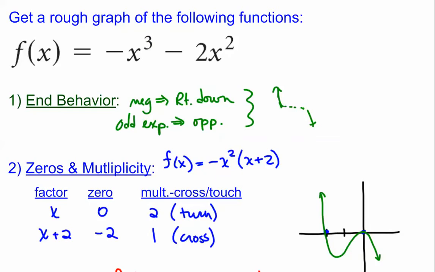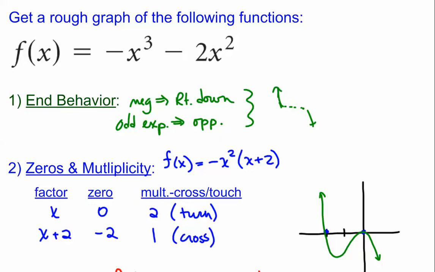All right, let's take a look at an example. We want to just get a rough graph of the following functions. This one is not in factored form: negative x cubed minus 2x squared. First thing I want to look at is end behavior. The highest degree term is the first one. It's negative, so that means my right side has to go down. Then I look at the exponent, that's odd, and because that's odd, my sides go opposite. So the right side goes down, and the left side is going to be going up.